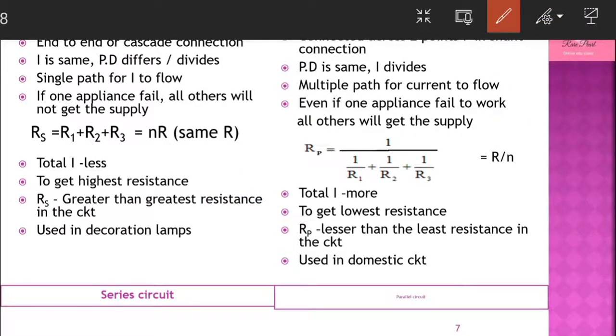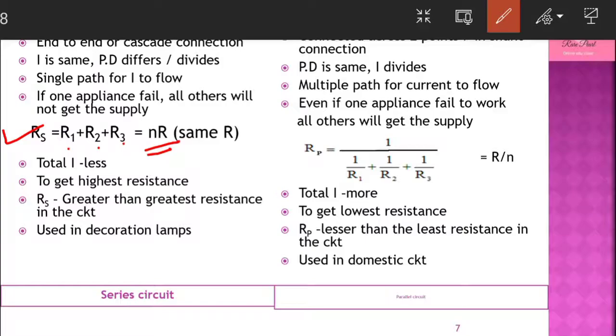Okay, and we have seen the expression for total resistance. Rs is equal to R1 plus R2 plus R3. Suppose you have n number of resistors. Suppose if you have 10 resistors, R1 plus R2 till R10. So we have n resistors. So n into R. Fine. This will be the expression.